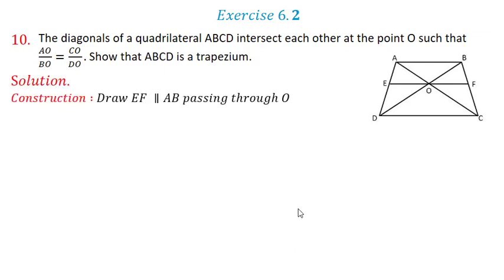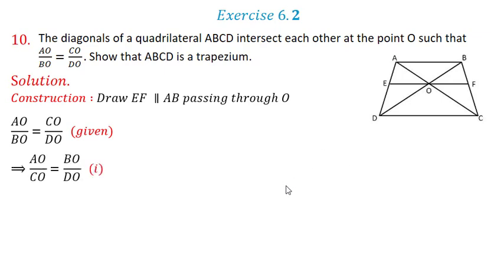So let us do one construction again. Draw EF parallel to AB passing through O. Now I will not say that EF is parallel to AB is parallel to DC, because we don't know whether AB is parallel to DC or not. That we have to prove. So we said that EF is parallel to AB, that is the construction we have done. Now AO upon BO equals CO upon DO, this is given. So from this, as we did in the previous problem, I can use alternando and say that AO upon CO equals BO upon DO.